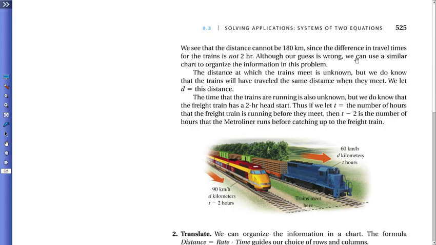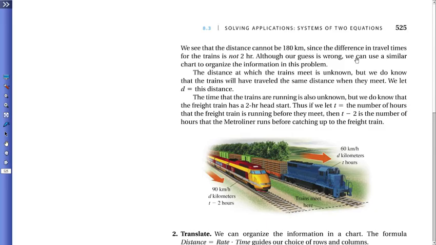We see the distance cannot be 180 kilometers, since the difference of the travel times is not 2 hours. That would be the difference of their start times, right? The Metroliner leaves 2 hours later. So if we kept on guessing and checking, we would be saying, well, the key is that we end up not with the times being equal, but with them differing by the difference in start time.